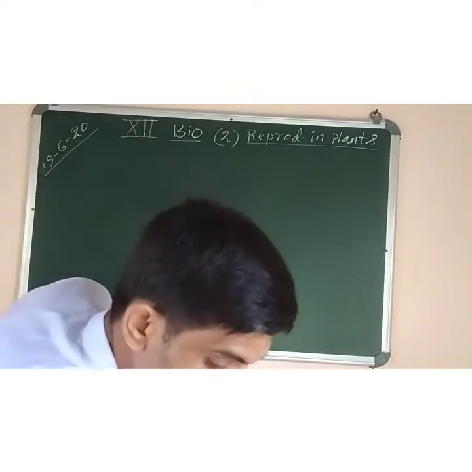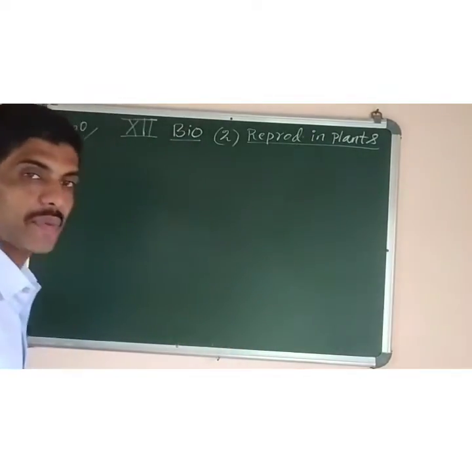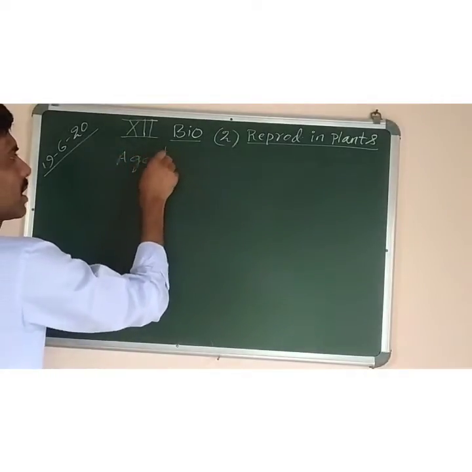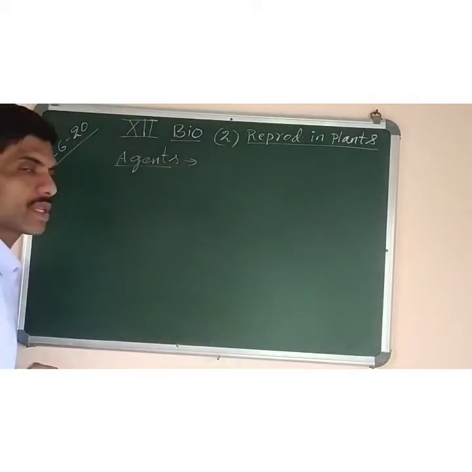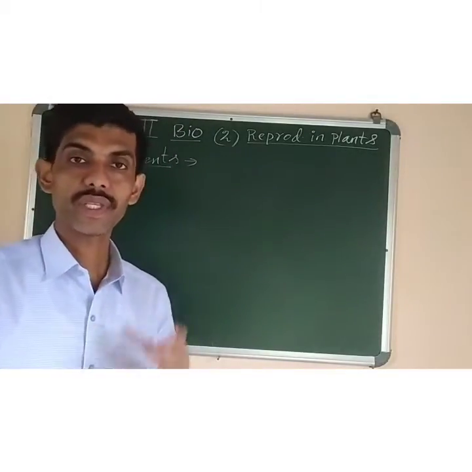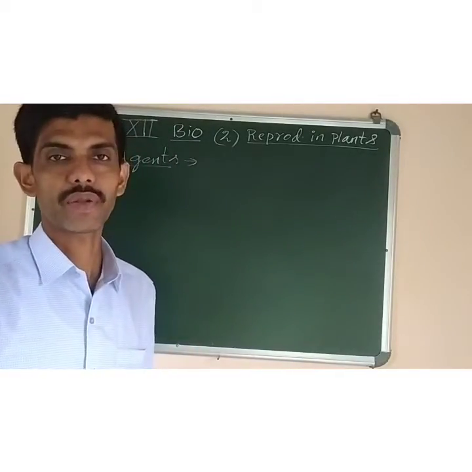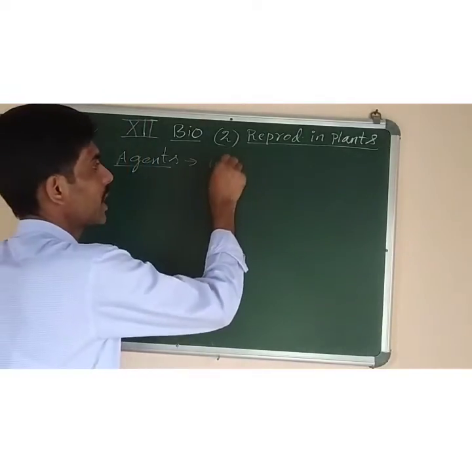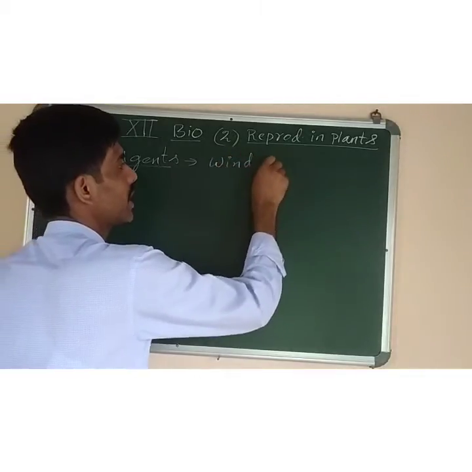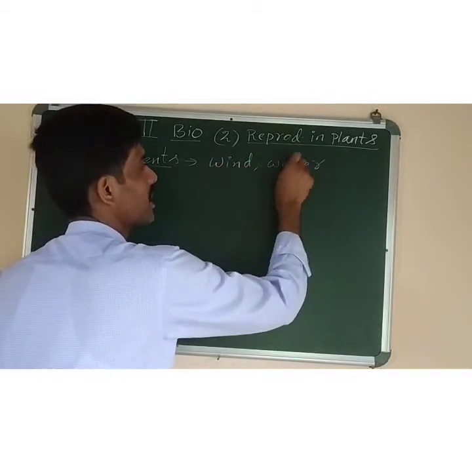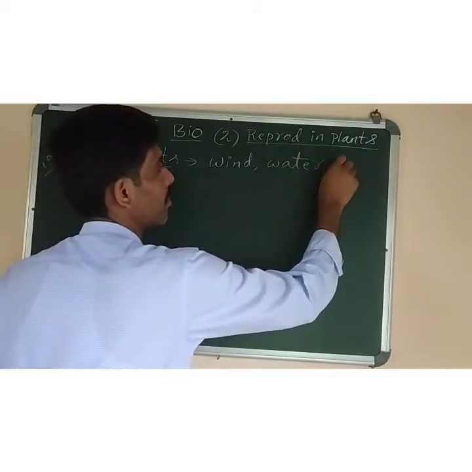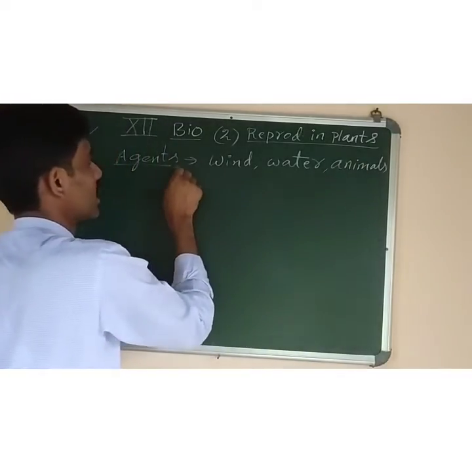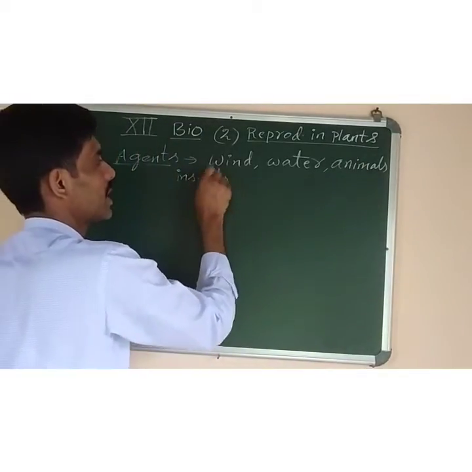Now today the topic which we have to do is agents and types of pollination. What are the pollinating agents? Recall, what are the agents? Agents means those substances which help in the transfer of pollen grains. Like wind is a pollinating agent, water is a pollinating agent, means the pollens are transferred by wind, by water, by animals also. Certain animals like insects help in the transfer of pollen grains.